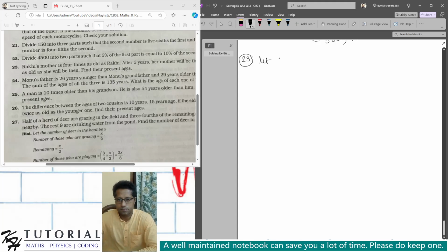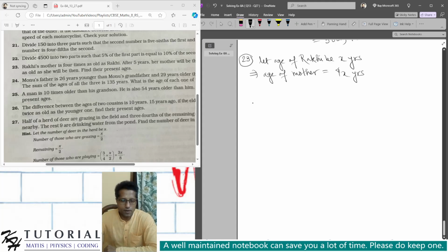Let the age of Rakhi be x years. This implies the age of mother is equal to 4 times as old as Rakhi. So 4x years.